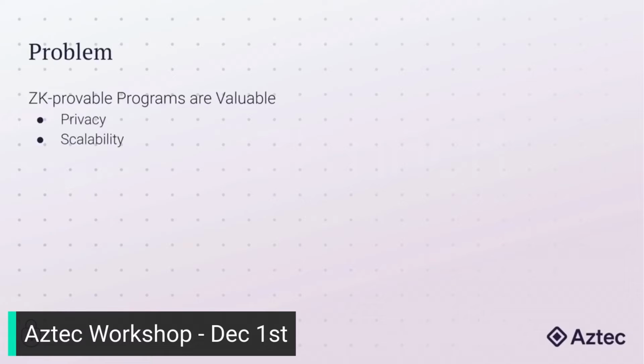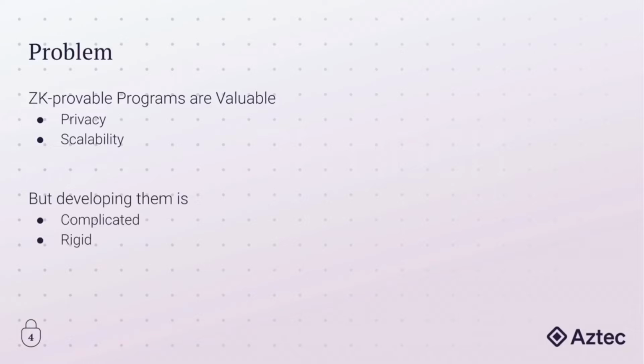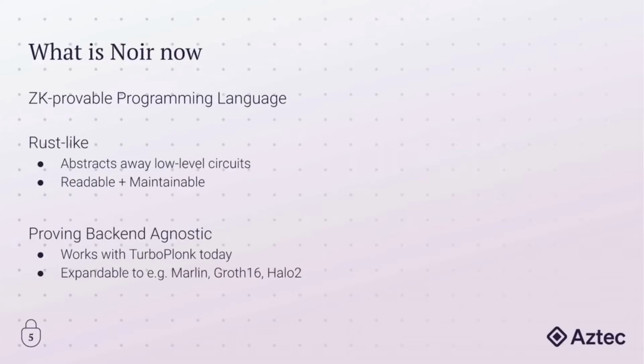There is growing consensus around the importance of building ZK provable programs, as the technology offers privacy and scaling benefits never seen. Problem is, they can be pretty complicated and rigid to develop, often with the need to handwrite low-level circuits and with a limited number of language-tied proving backends to choose from. Gladly, not anymore with Noir.